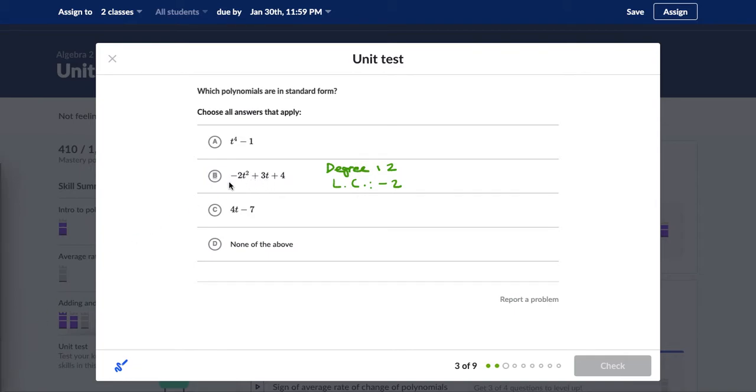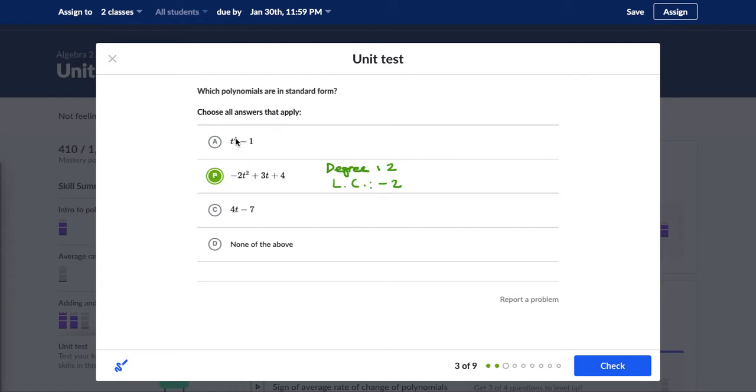And in fact, this is written in standard form. It's got the highest exponent first, and it works its way down on the exponents. There's an exponent of 1 on this t here. We don't see it. There is a t to the power of 0 beside this 4, but we don't see it because t to the power of 0 is equal to 1. So this b here is certainly an option for us. We're asked to choose all that apply.